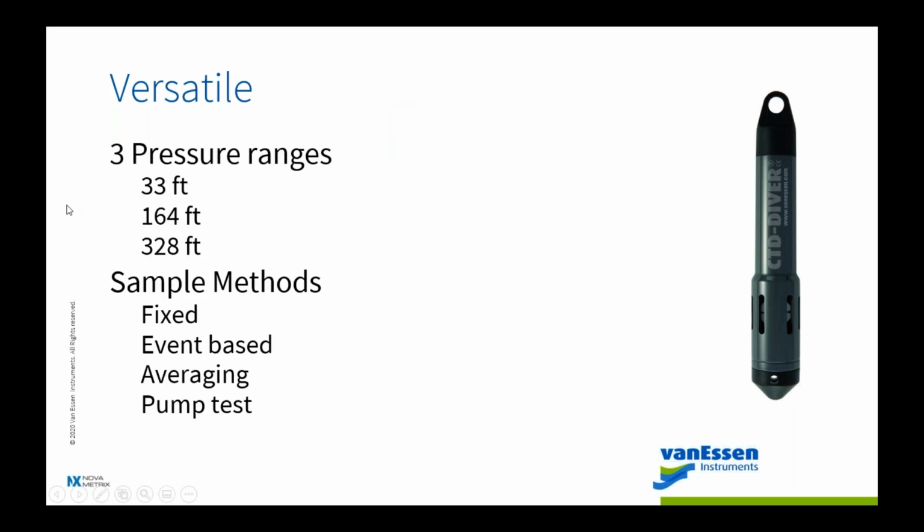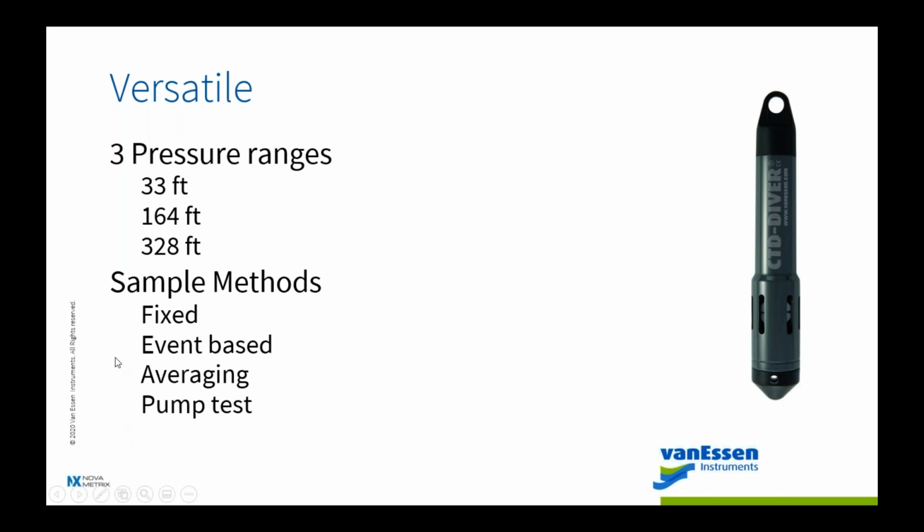The ranges for our units are 0 to 33, 164, and 328 feet. Now that is the maximum recordable water column that can sit above these divers in whatever application they're in. What it does once it exceeds that range is that it'll flatline until that water level drops. And once that water level drops, you'll start to see the fluctuations again. But try to pick the one that best fits your needs, and keep in mind that we do max out at 328.